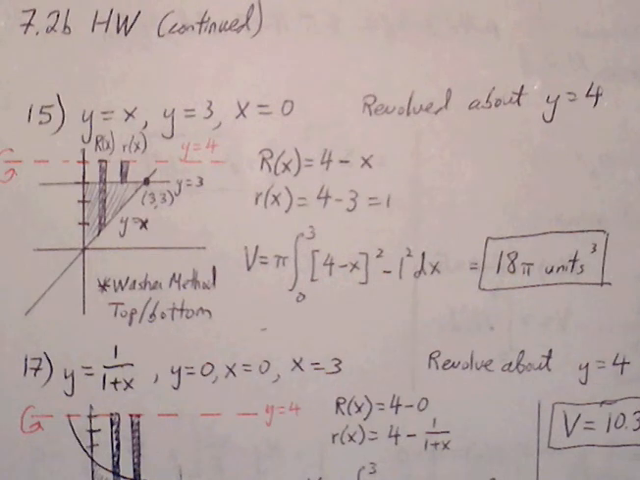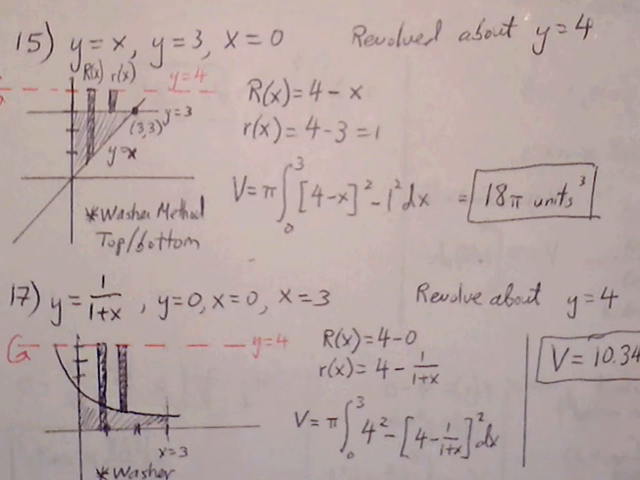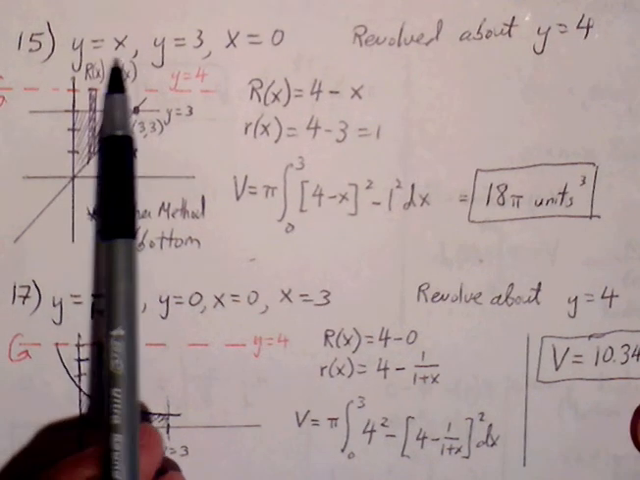Hey, let's finish up on homework for 7.2b. This is on washer method. Let's look at 15. We have the shaded region created by these boundaries here.